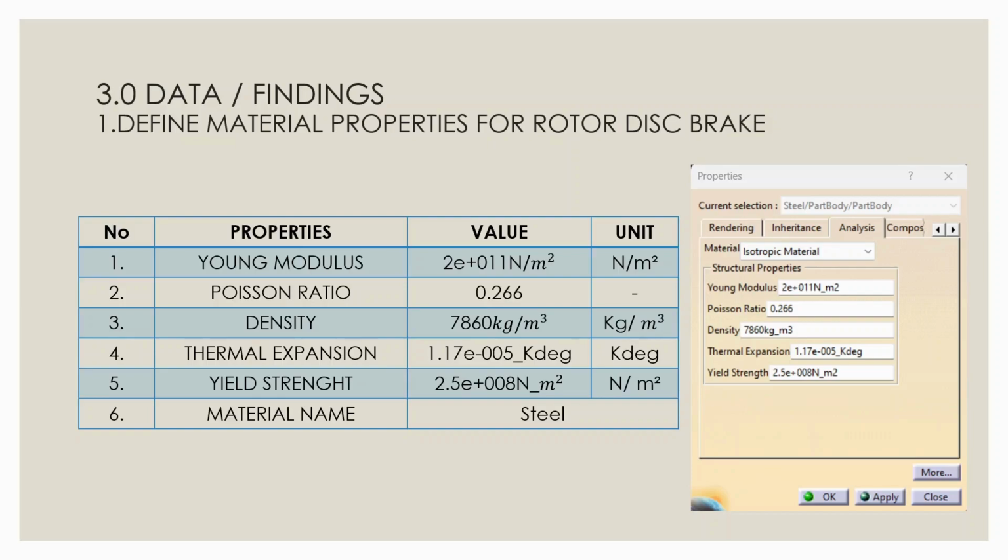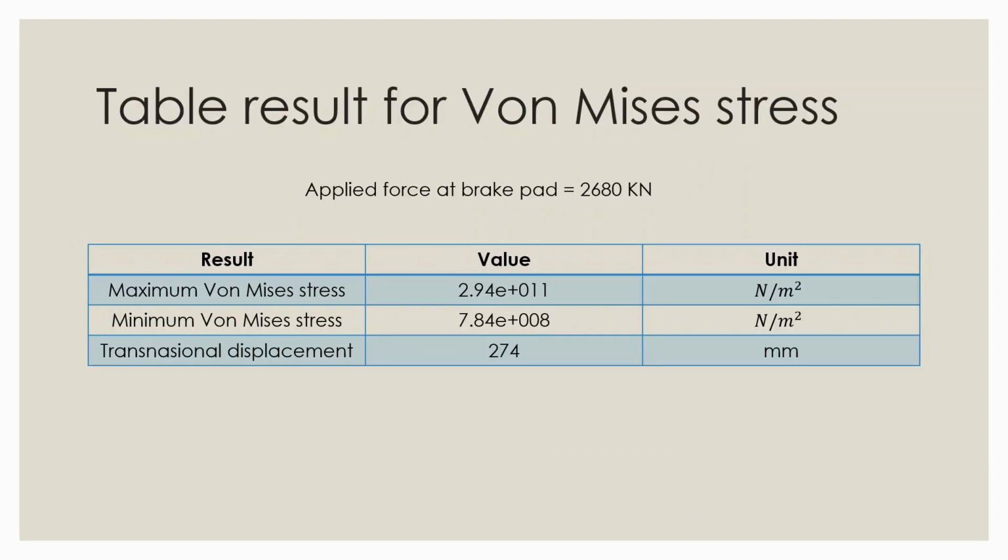And then thermal expansion, which is as you can see 1.17 per K degree. Then yield strength in Newton per meter square. The material that we are using for this rotor disc brake is steel. Next, for table result for von Mises stress, force that applied at the brake pad is 2680 kN.